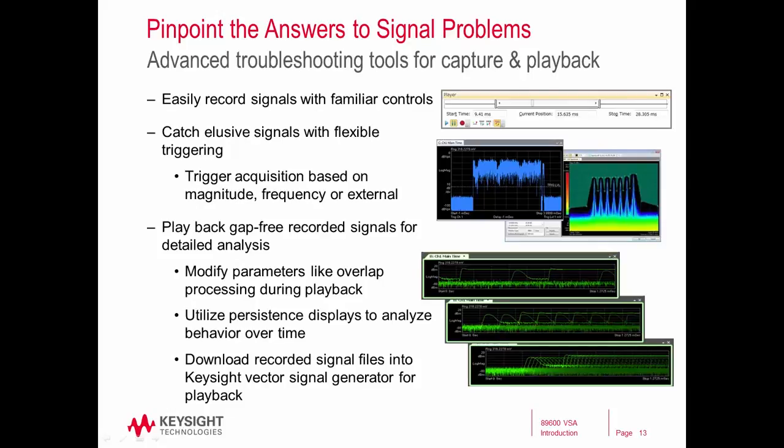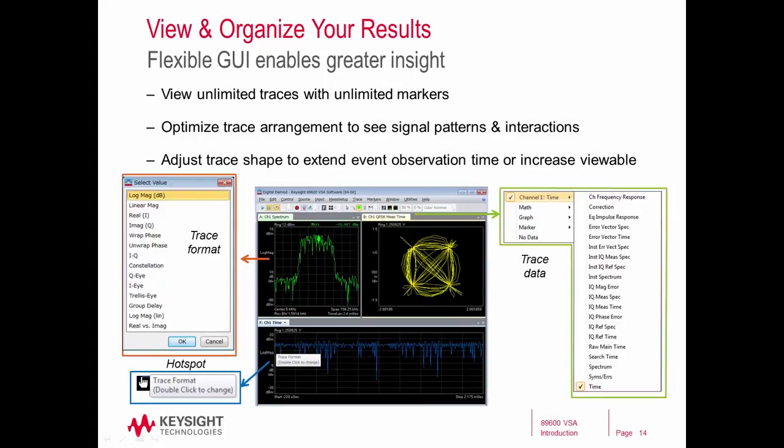Playback of these signals is then gap-free, so you have a recording that does not have any gaps between the acquisitions, and you can play that back and modify parameters like overlap processing. Essentially, that can either slow down the playback or speed it up. You can utilize persistence displays or spectrogram displays to get more information about the signal as you analyze it. You can also use source control, which enables you to take that recorded file and then play it back out through a signal generator.